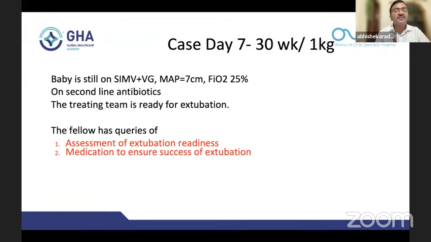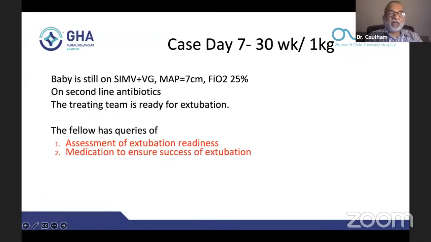So the answer probably for students is most of us would not use it. We use it primarily through online calculators in India, or we use it only to facilitate extubation. For BPD, most of us would refrain from using steroids per se. We take help of available evidence in the form of online calculators, as Supreet said. So coming back to the case, the baby is now on day 7, requiring a MAP of 7 centimeters. FiO2 is 25%. The treating team is now ready for extubation. So should we directly extubate, or assess for extubation readiness using some methods? I know there are some medications to ensure success of extubation, from steroids to caffeine, and post-extubation care. So what are your thoughts on that?